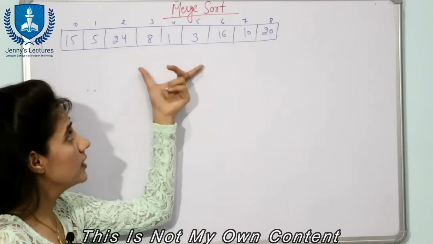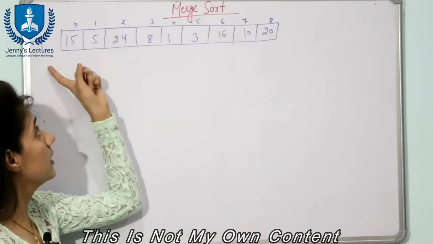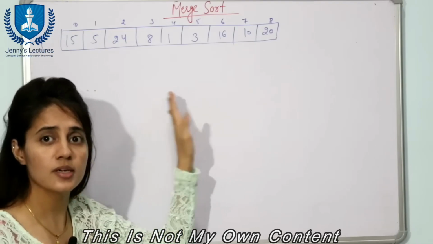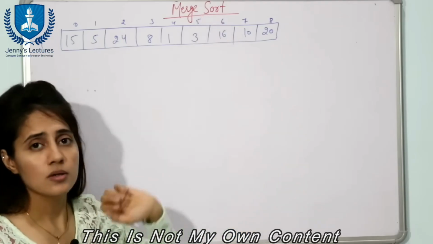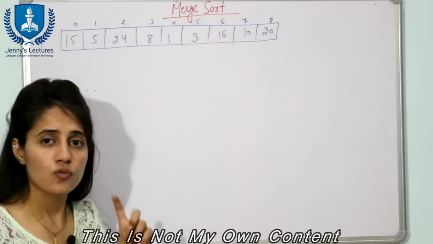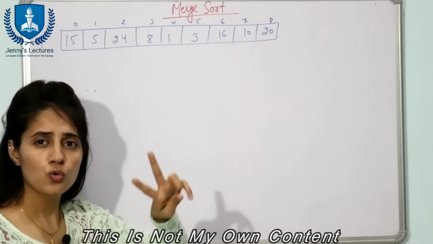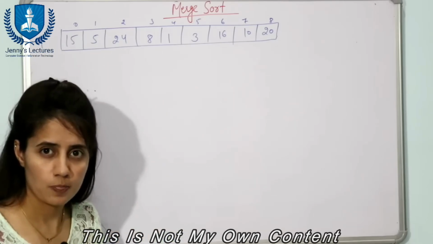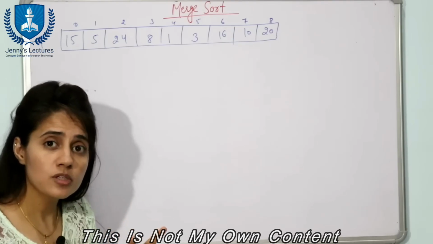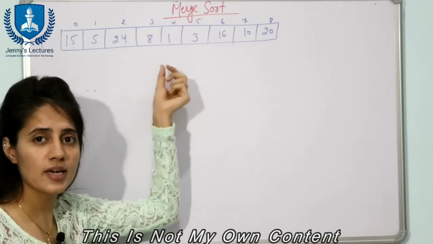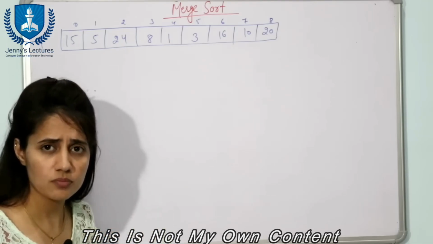We have this array named A with 9 elements, and we are going to sort these elements in ascending order by applying merge sort. The first step is to divide this array into two equal subarrays. Equal subarrays means you have to find the mid position, and divide the array from that mid position.